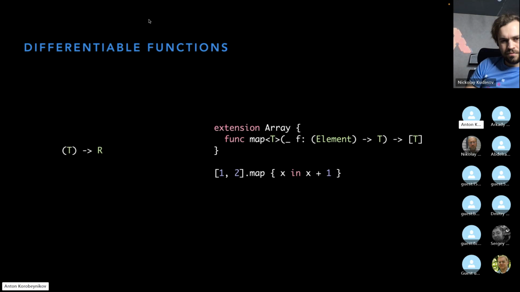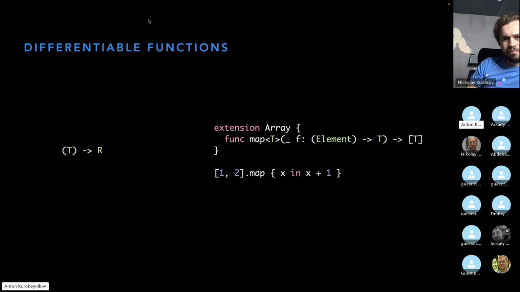At the heart of a differentiable programming language is the ability to express differentiable functions. We represent differentiable functions as first-class values in Swift, and in order to do this, we need to extend the type system a little bit. As I said, Swift supports first-class functions, so we could write higher-order functions like map here, but we want to represent differentiable functions.